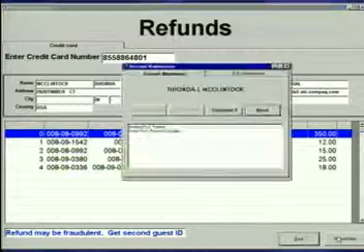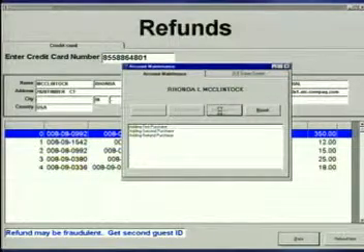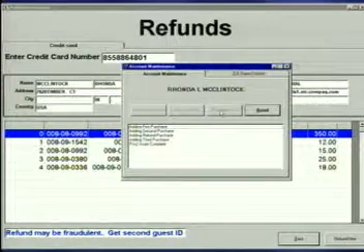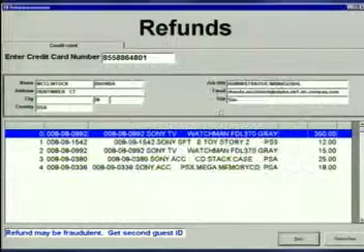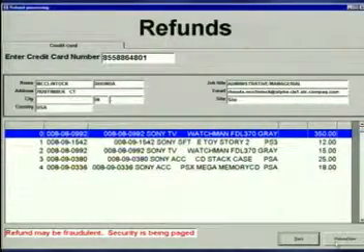Now to push it even higher, we'll have Rhonda, or whoever has her credit card, make a whole series of purchases that are just incredibly fraudulent. Now this should be very obvious, and it'll trip that high fraud rule that we talked about earlier. So if I go back to the refund system and request that refund a third time, now it says the refund may be fraudulent, security is being paged.